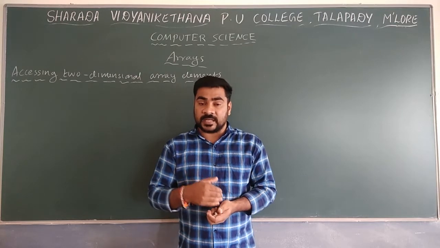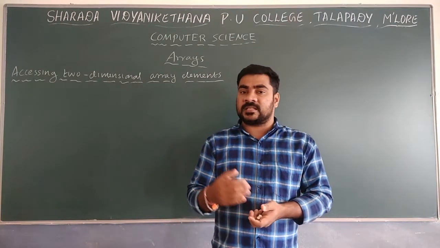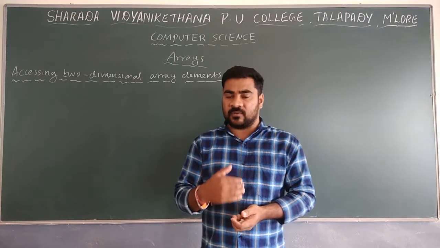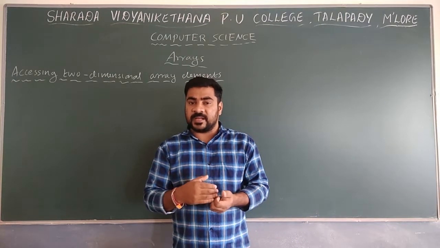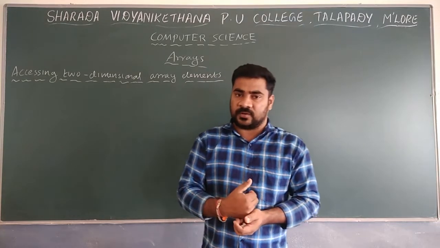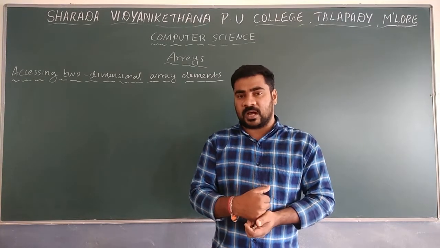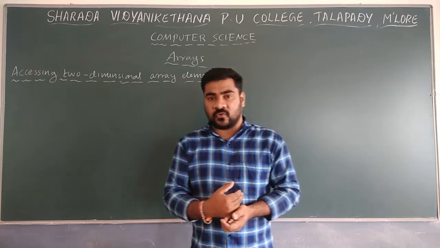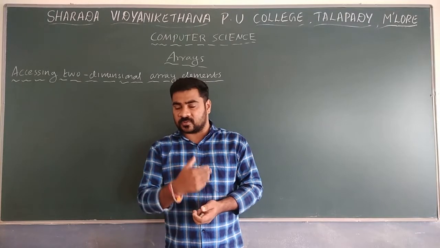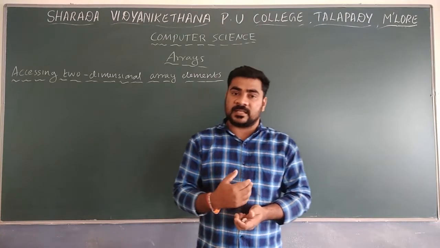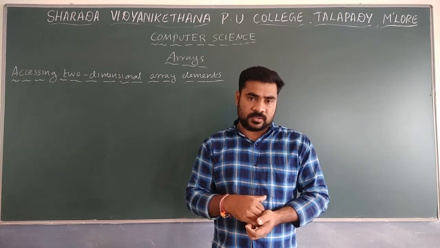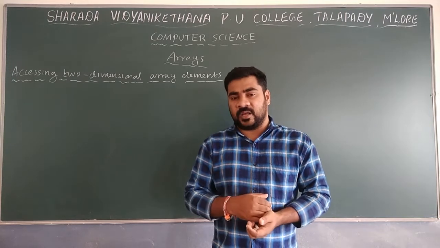But here, in the case of two-dimensional arrays, to access different rows, we have one more for loop. First for loop and one more for loop. There are mainly 2 types of for loops here. One is the inner for loop and one more is the outer for loop. The inner for loop is accessing the different columns, and the outer for loop is accessing the different rows. So like that we can access two-dimensional arrays.